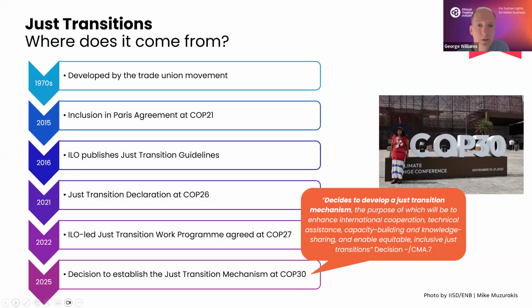And so the purpose of that just transition mechanism is to enhance international cooperation, technical assistance, capacity building, and knowledge sharing to ensure equitable, inclusive just transitions. So a couple of key words there from the decision taken at COP30 that very much echo some of the words appearing on the word cloud just now.